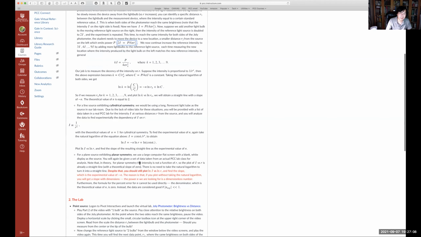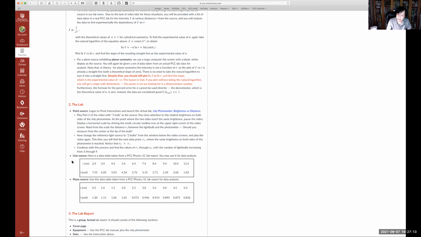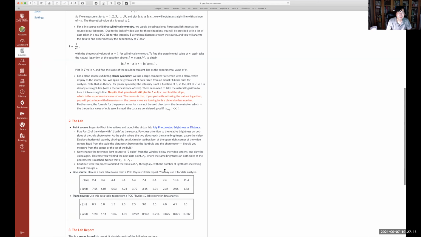Okay, again, for the line source and the plane source, you're just going to use these data. Take the log and do the plot. But for the point source, I did find a Pivot Interactive lab, and here is the Joly photometer. So let me bring that up. The Joly photometer lab in Pivot Interactive. So I'm going to do a new share.